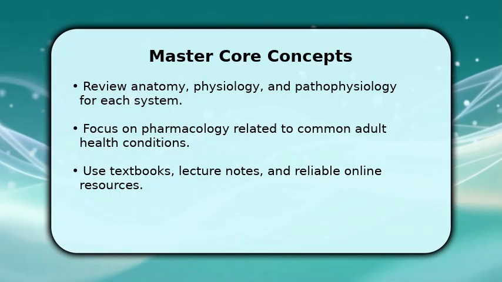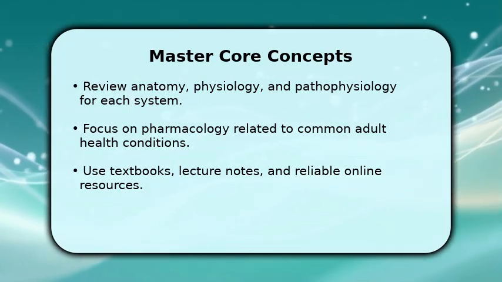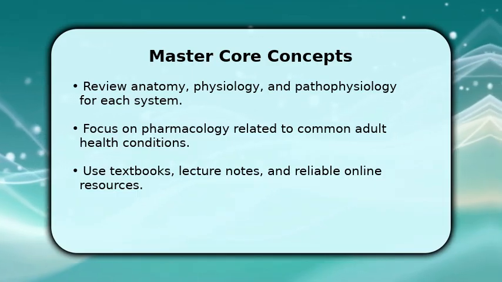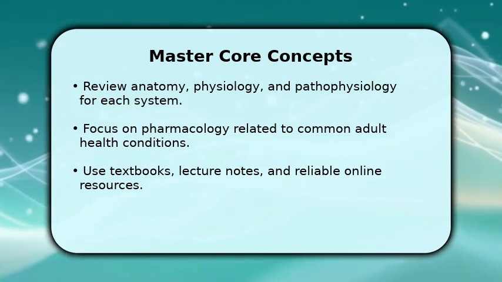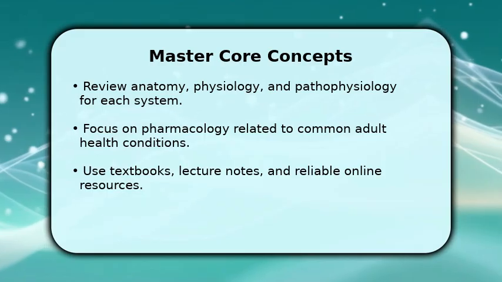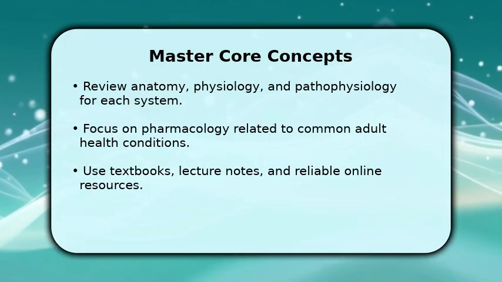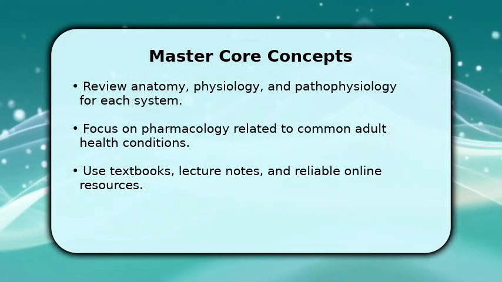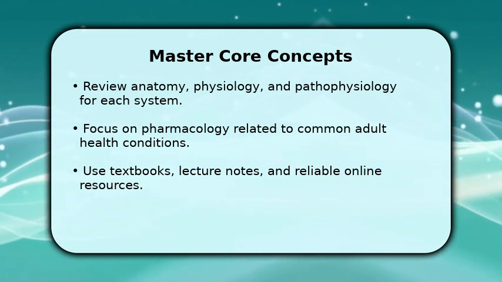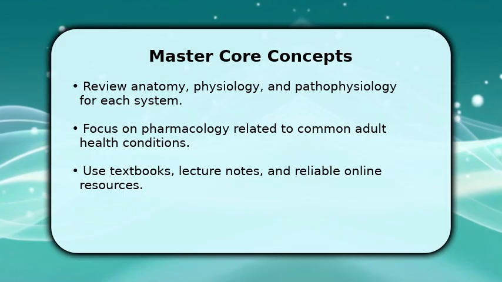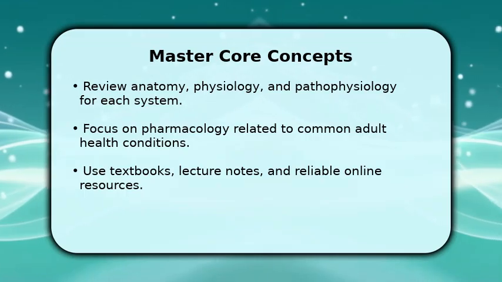To master core concepts, dedicate time to reviewing anatomy, physiology, and pathophysiology for each major body system. A strong grasp of these fundamentals is crucial for understanding disease processes. Additionally, focus on pharmacology, understanding drug classifications, mechanisms of action, and nursing implications for common adult health conditions. Utilize your primary textbooks, detailed lecture notes, and reputable online resources to build a comprehensive knowledge base. This foundational work is essential for success.